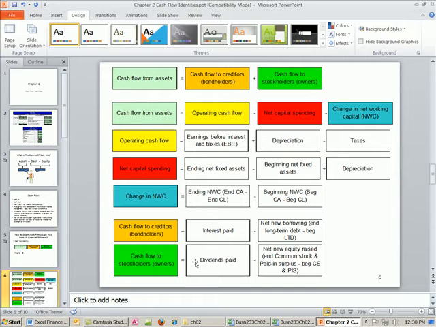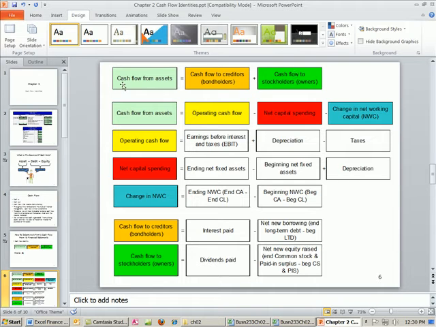Cash flow to stockholders is similar. Dividends are paid out to the stockholders. And then we look on the balance sheet: end common stock and paid in surplus minus begin common stock and paid in surplus. Now, once we calculate those, then we have them all.